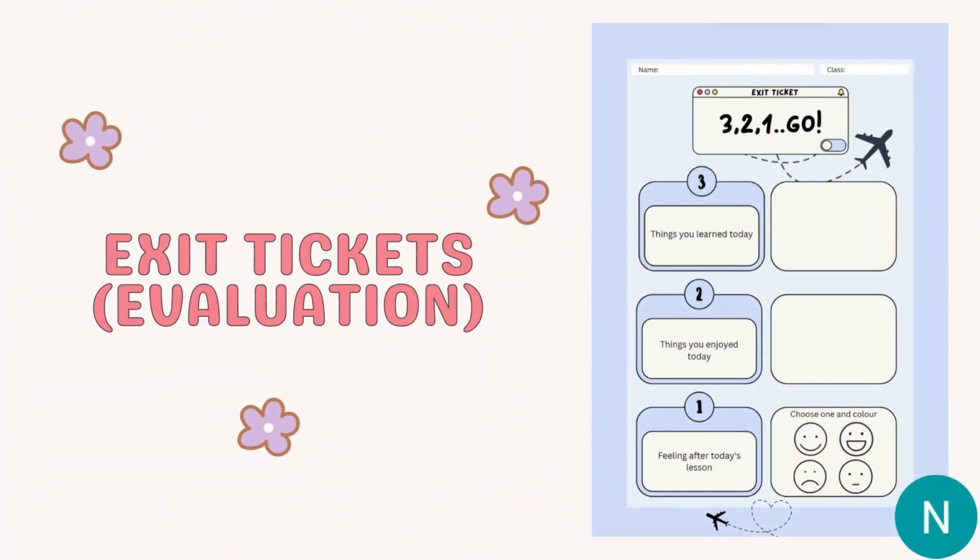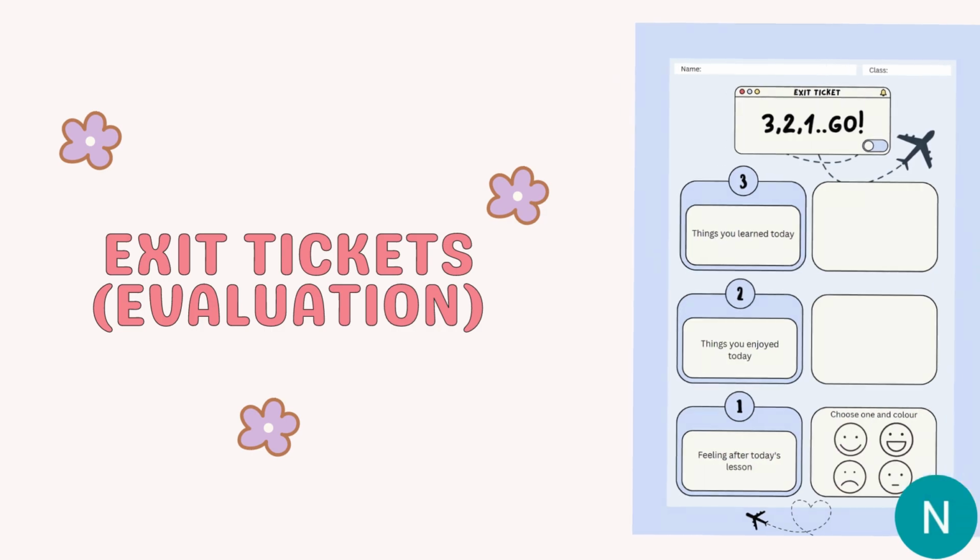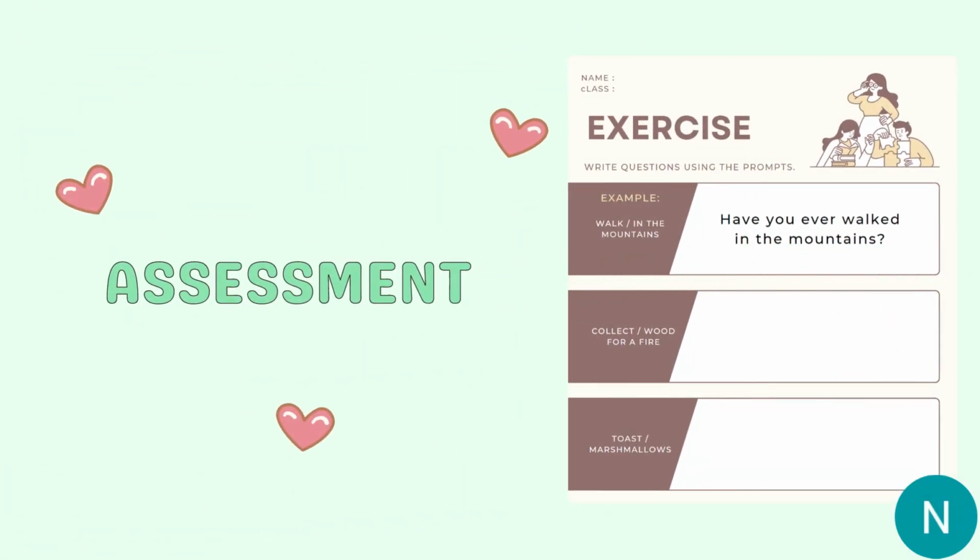These are the exit tickets for pupils to fill after the activity. The pupils are required to write 3 things they learned during the lesson, 2 things that they enjoyed during the activity, and for the last one, they need to choose one phrase to describe their feeling after the lesson. And for assessment, the pupils will be given a simple exercise sheet. Pupils are required to write questions using the prompts. An example has been given for pupils to refer to.